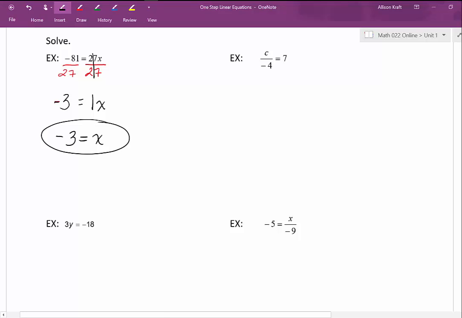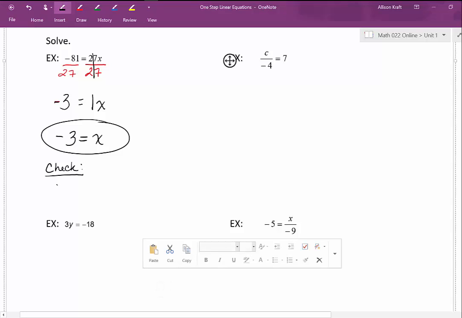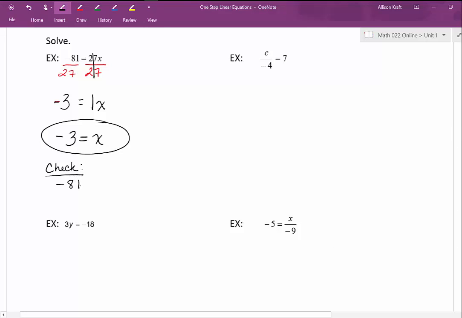We can check these answers just as we did the others. We're going to simply plug our answer into our original equation. Is negative 81 equal to 27 times negative 3? Cleaning up the right-hand side, we see that we do get a true statement of negative 81 equal to negative 81.